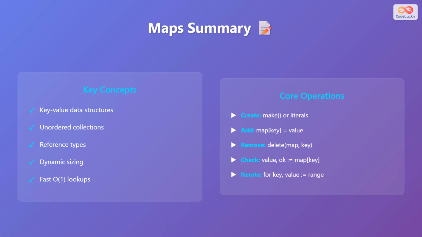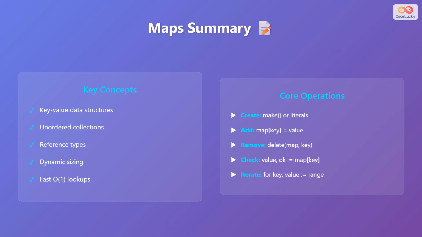Let's summarize the key concepts and core operations related to maps in Go. Maps are key-value data structures that store pairs of associated data. They are unordered collections, which means the elements are not stored in any particular order. Maps are reference types, so when you pass a map to a function, you are passing a reference to the original map, not a copy. Maps have dynamic sizing, so they can grow or shrink as needed. Maps provide fast O(1) lookups, allowing you to quickly retrieve values based on their associated keys.